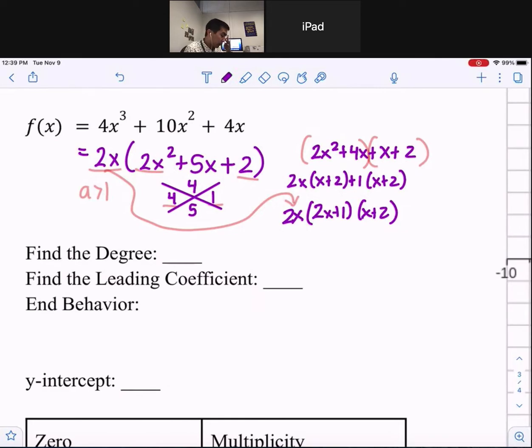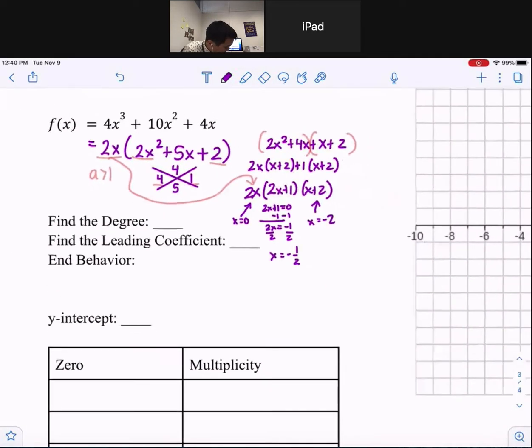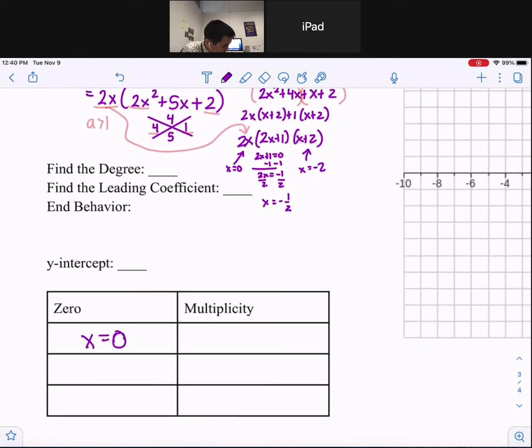Okay, now let's find our zeros. Our zeros for this one is when x equals 0. This one, when x equals -2. Now this one, you can't say -1, because if you plug -1 into there, you'll get -2 plus 1, which is -1, which is clearly not 0. So what do you have to do? What you gotta do is set the whole factor equal to 0 to solve for x. So subtract 1 from both sides, divide both by 2, so x equals -1/2. So x equals 0, x equals -1/2, and x equals 2. Those are your zeros.